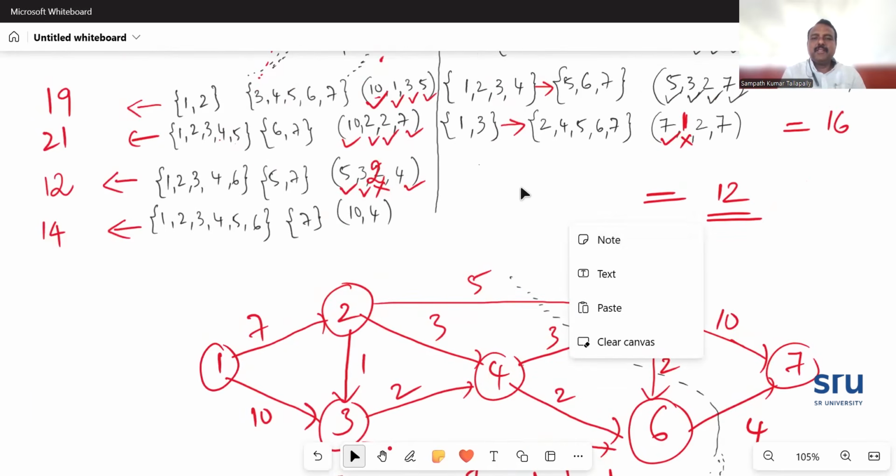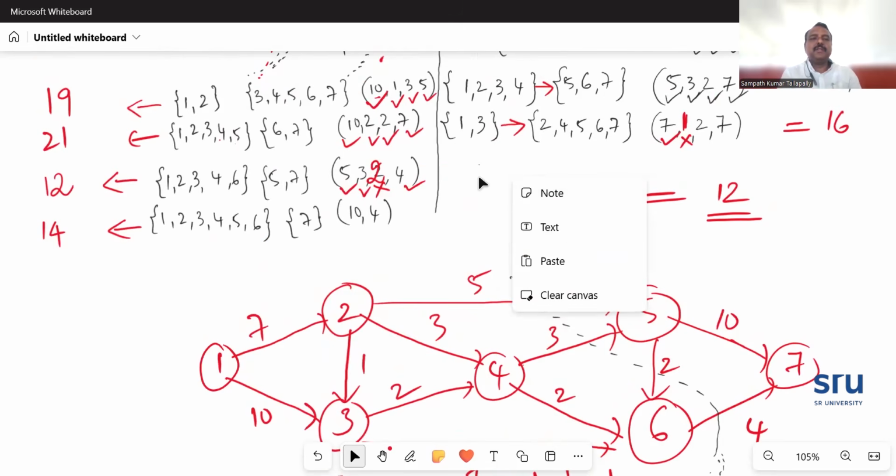So in this video, I think we understood the concept of how we are able to calculate your min cut, max flow. In the further videos, we are going to have other concepts of advanced algorithms.